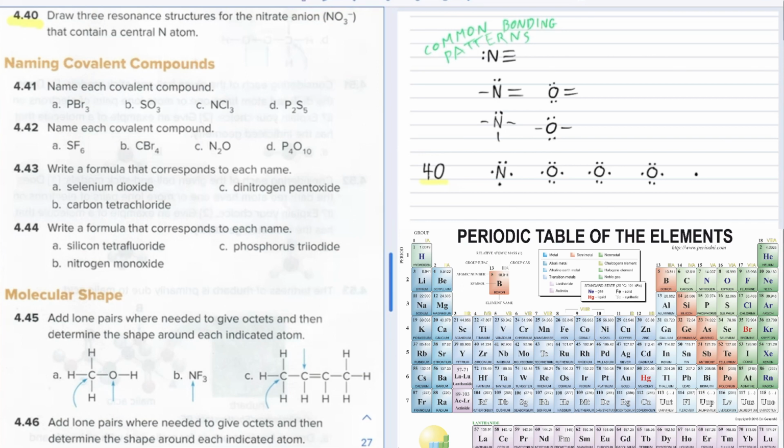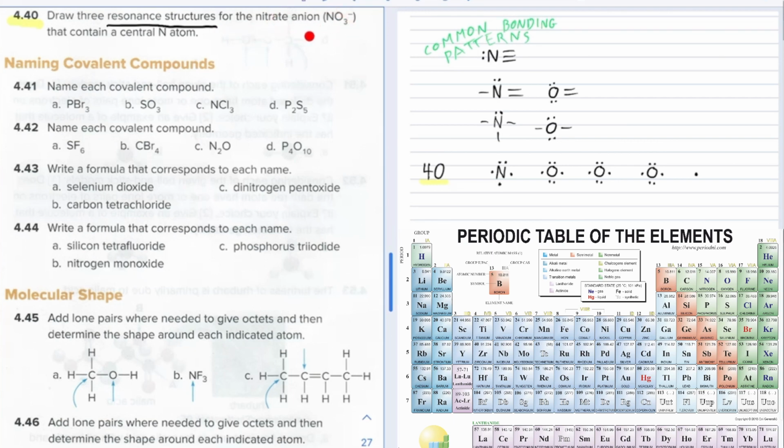To draw the three resonance structures, we need to first draw the first resonance structure, which is basically to draw a Lewis structure for this formula. So that's your first job. Just draw a Lewis structure and then see if you can draw two more of them, where the atoms are connected the same way. So that would be the three resonance structures.